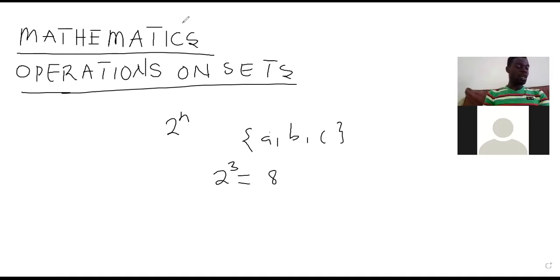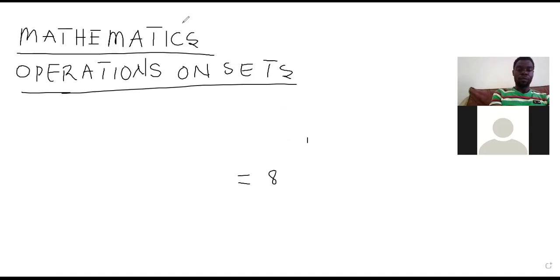Good. Today we are moving on to operations on sets. Now with operations on sets, the first one that we're going to look at is the intersection of sets.